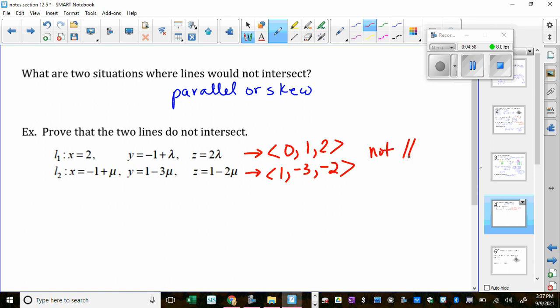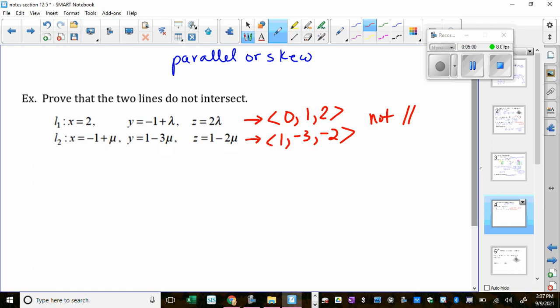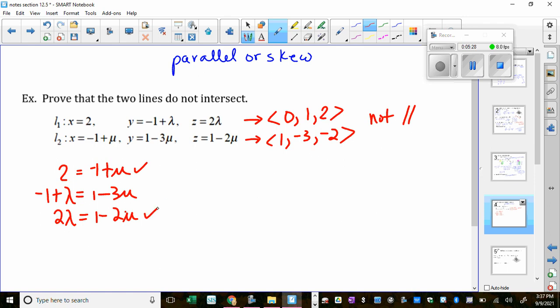All right, so let's see. They're not going to intersect, but I want you to see why. So what I would do is set the x's equal to each other. So I got 2 equals -1 plus mu. The y's: -1 plus lambda equals 1 minus 3 mu. And the last one, 2 lambda equals 1 minus 2 mu. I definitely want to use this equation because it only has mu in it, so I can solve for mu. So how about I use that one and this one right here.